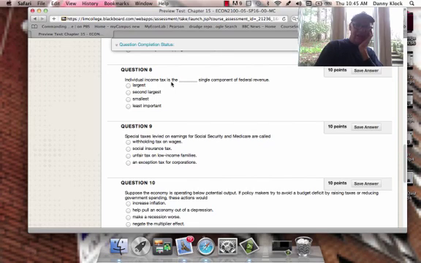Question 8. The individual income tax, right? You pay this if you have a job. Every paycheck, the government takes money out of your pay. Sometimes if you pay too much, you get a refund at the end. It is the biggest part of the federal revenue, right? So it is the largest by far, your individual income tax.